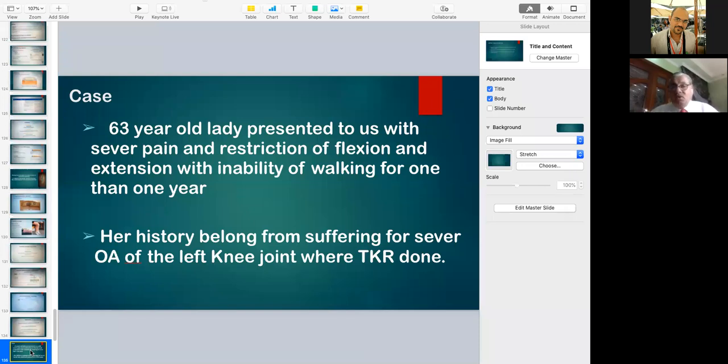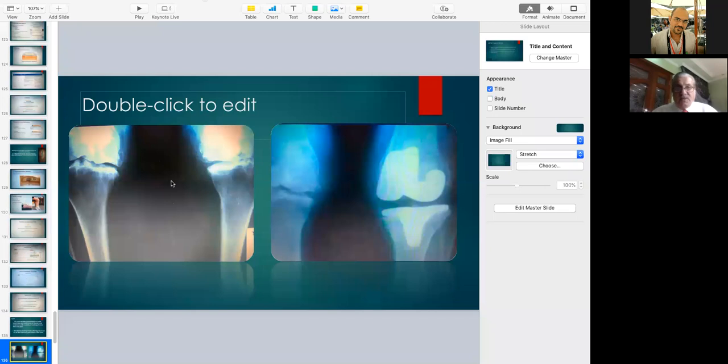A 63-year-old lady presented to us with severe pain, restriction of flexion and extension, and inability to walk for more than 1 year. Her history was of severe osteoarthritic changes of the left knee, which was the cause for her TKR. If you observe, this is the patient presenting with osteoarthritis. They did a primary total knee replacement for her.